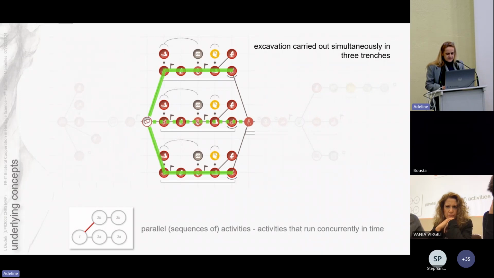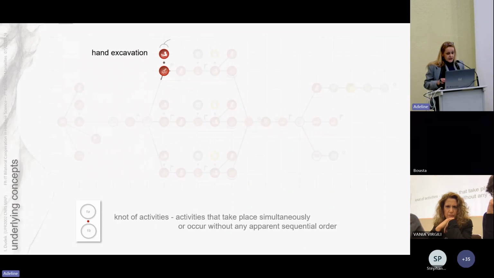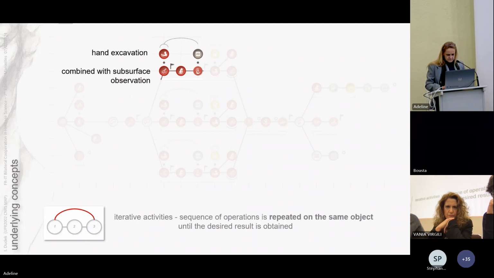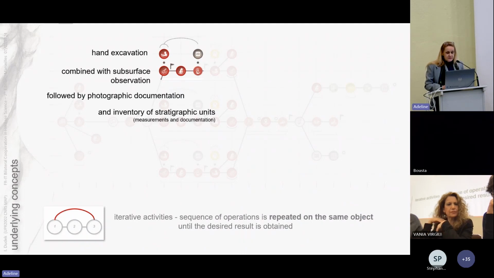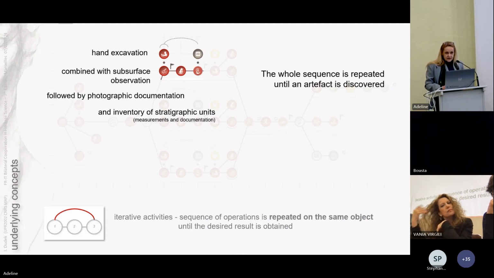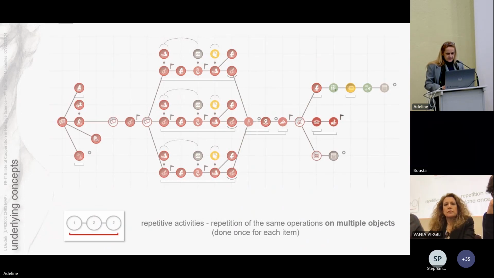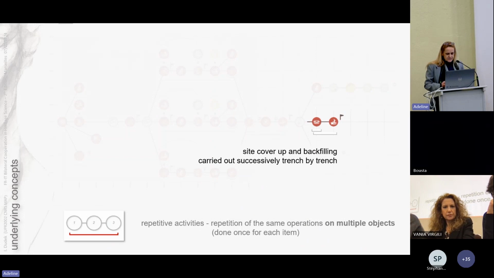Some sequences of activities may run concurrently in time. Activities may be combined. It means that they take place simultaneously or they occur without any apparent sequential order. Iteration is another type of temporal relation, and it differs from repetition.